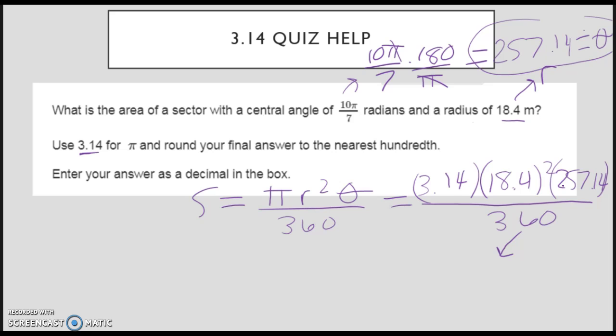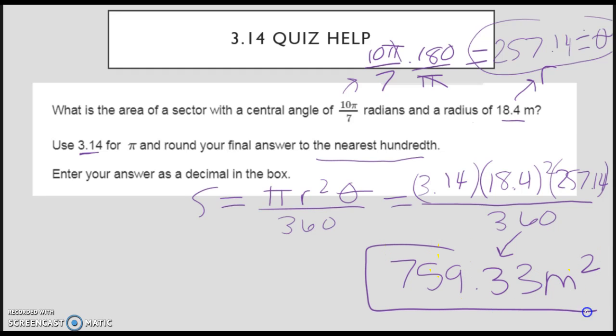3.14 times 18.4 squared times 257.14 divided by 360. And remember it says to the nearest hundredth, so 2 decimal places. You should end up with 759.33 would be the rounded version, meters squared, for the area of that sector. So the big thing there was converting that angle from radians to degrees so we could use it in our sector area formula.